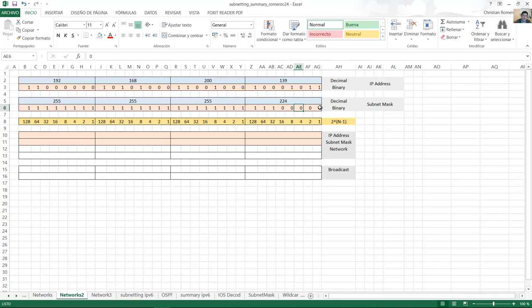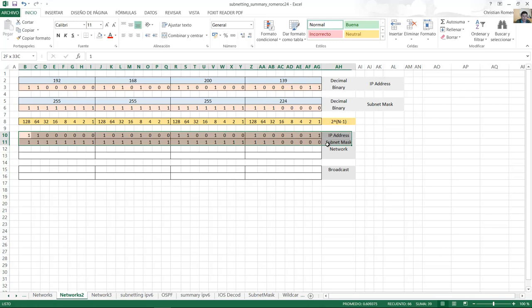Copy the IP address here, and the binary of the subnet mask here. These are the bits for the subnet mask, the ones. This is the network portion, and this is the host portion, where the subnet mask bits are zeros in binary. So you can make the AND operation between the IP address and the subnet mask.